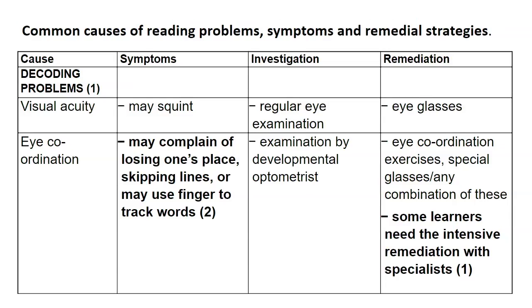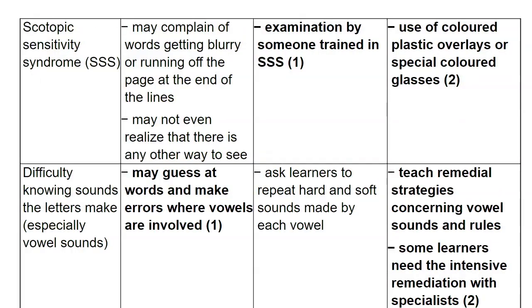So first of all, meaning here is visual acuity, where the child may squint. Eye coordination, where the child may complain of losing his place, skipping lines, or using his finger to track words. Scotopic sensitivity syndrome, the child may complain of words getting blurry or running off the page at the end of lines. He may not even realize that there is any other way to see.